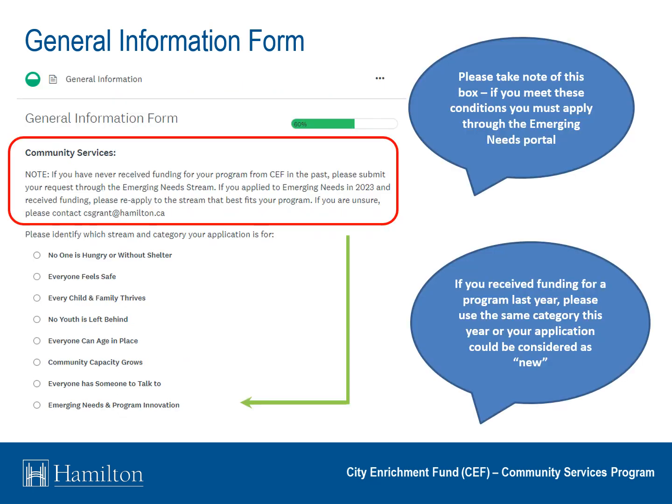The Community Services program has 8 funding categories. Please read the note that is directly under Community Services. If you are applying to CEF for a program for which you have never received funding from Community Services before, you will apply through the Emerging Needs and Program Innovation stream. For those applicants who were in the Emerging Needs and Program Innovation stream last year and received funding, you may apply to whatever category above that best fits your program.